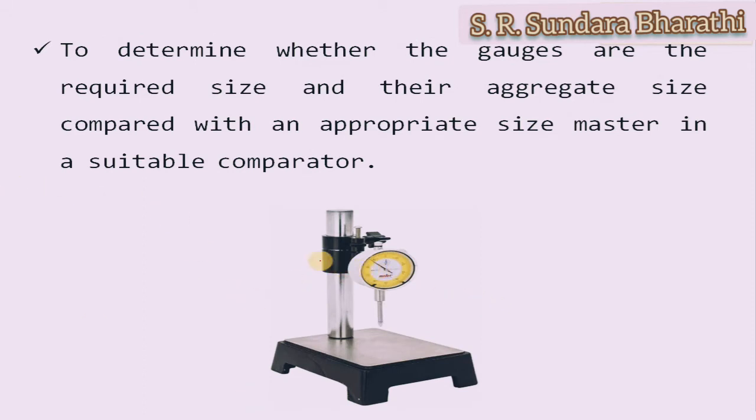So this is the dial indicator. It helps to confirm whether the surfaces of the slip gauges are equal or uneven. It determines whether the gauges are the required size, and their aggregate size is compared with an appropriate size master in a suitable comparator. The comparator is used to compare whether the gauges are okay or not, not to give the dimensions of the slip gauges. We check whether the particular surface of the respective slip gauge is okay. Otherwise, any variations or deviations during the process will be reflected in the indicator of the dial gauge.